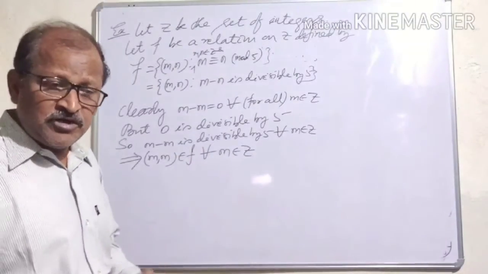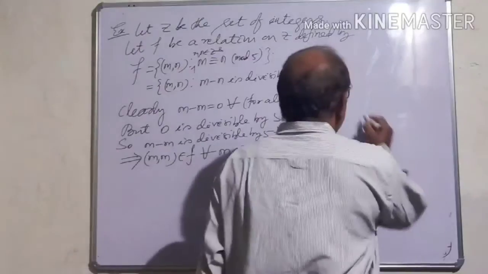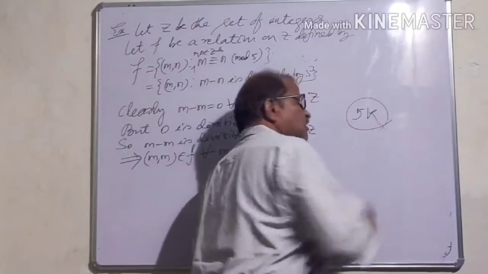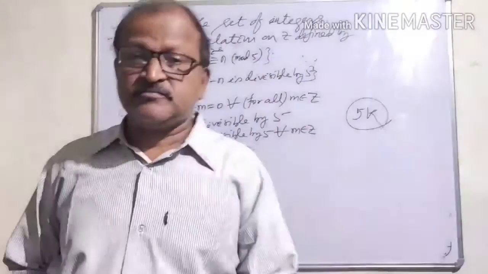When will a number be divisible by 5? When we can write it in the form 5k.